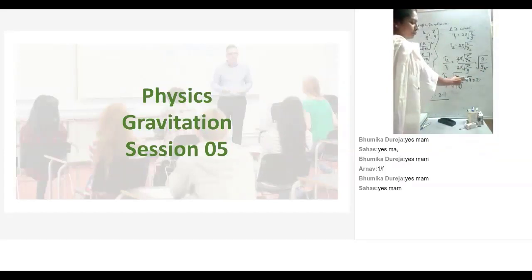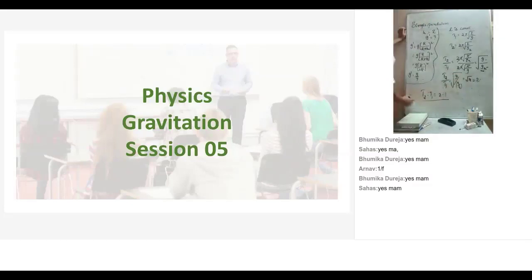I'll be left with root 4, which is 2. So T2 by T1 is equal to 2. Or if I have to express it in terms of ratio, T2 is to T1 is equal to 2 is to 1.